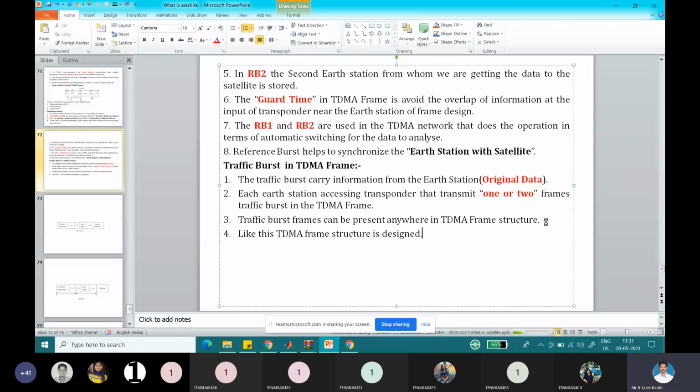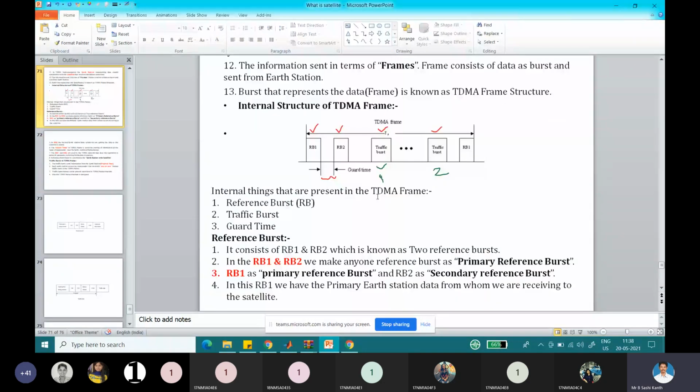TDMA frame structure is designed. So we have discussed now about the traffic burst in the TDMA frame. We have seen previously about the reference burst, we have discussed about the traffic burst, we have discussed about the guard time. So this is the internal things that are present in the TDMA frame. So we will go in depth about the data that is present in each and every burst.